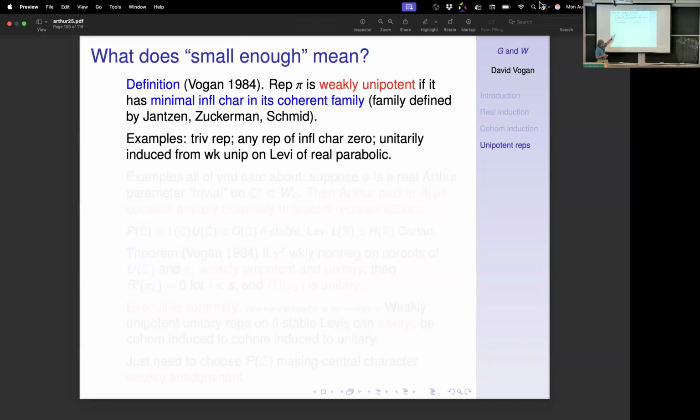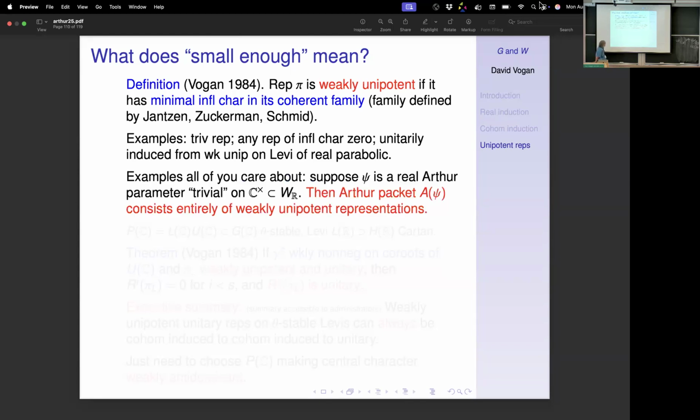So the trivial representation has that property. If you make the coherent family of the trivial representation, the trivial representation has infinitesimal character rho, and the coherent family consists of virtual finite dimensional representations. So the infinitesimal characters are all highest weight plus rho, which is bigger. So the trivial representation is a minimum. If you have a representation of infinitesimal character 0, not surprisingly, that's smaller than anything in its coherent continuation.